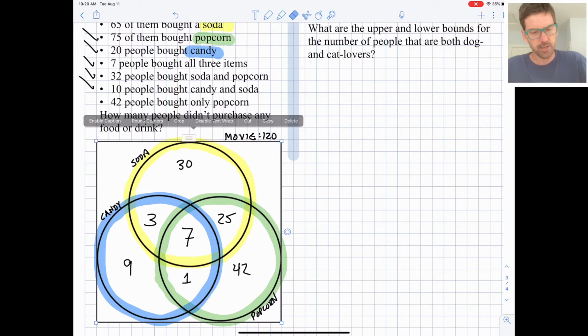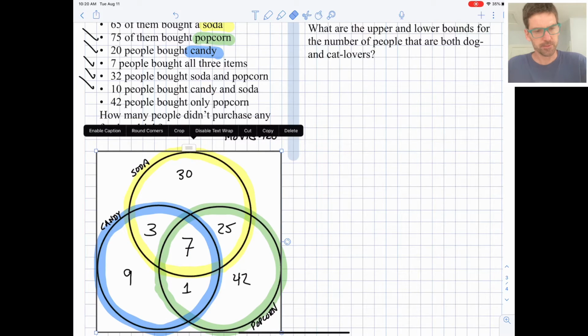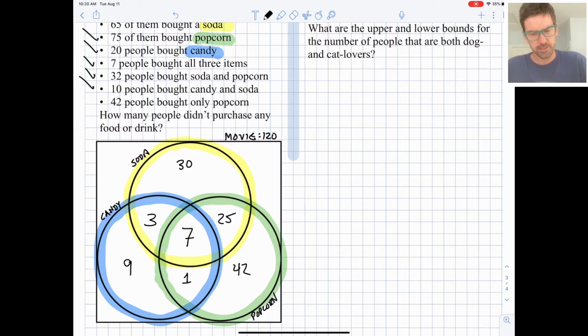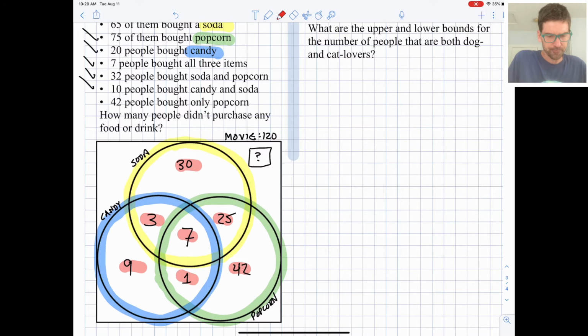And now we're really being asked, whoops, let me undo that. We're really being asked how many people didn't get any food or drink. So no candy, no soda, no popcorn. So we have a whole bunch of numbers that we can add up right now. And so all of these numbers we just need to subtract from the total of 120. So let's just carefully add them up. 30 plus 35 plus 10 plus 42.